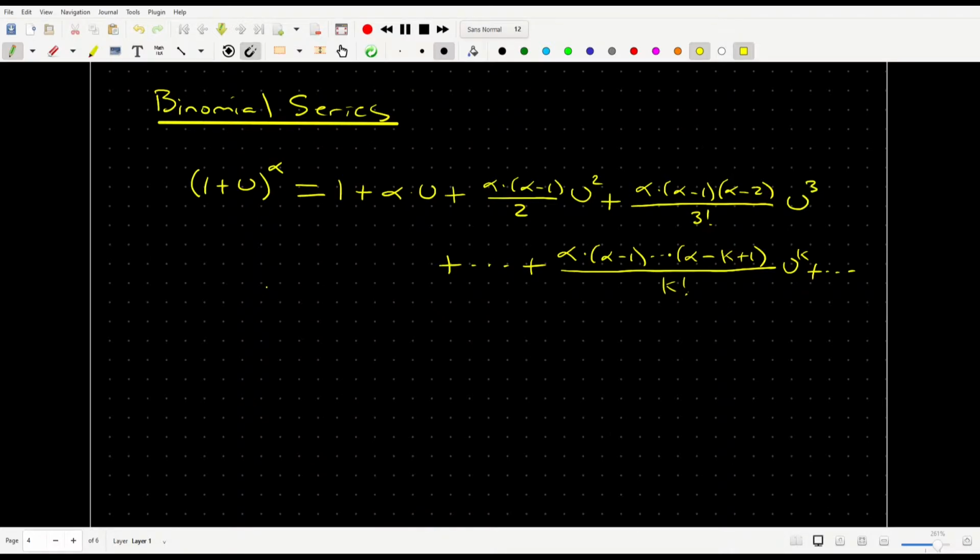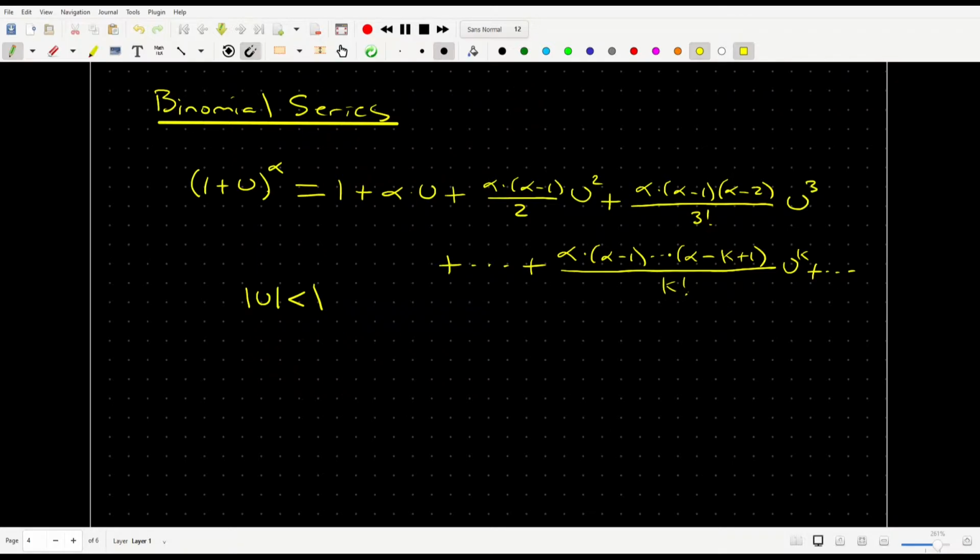This equality is valid when the absolute value of u is less than 1. So 1 is the radius of convergence for this series, and that means the interval of convergence is for u from -1 to 1.